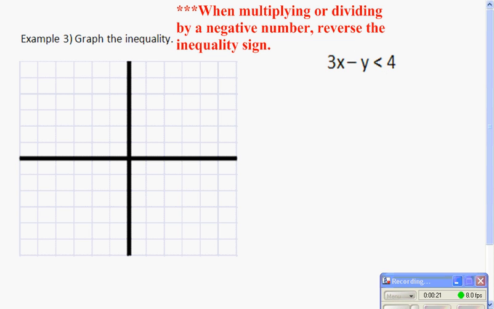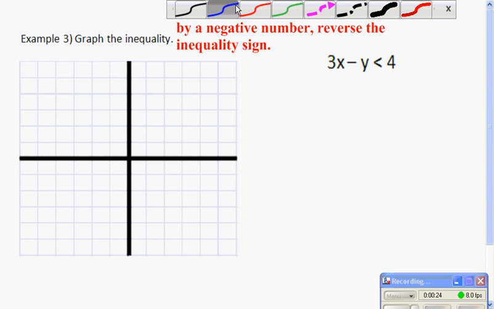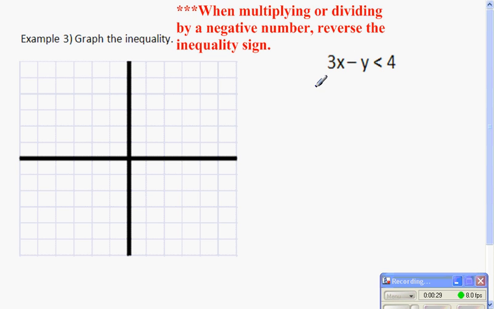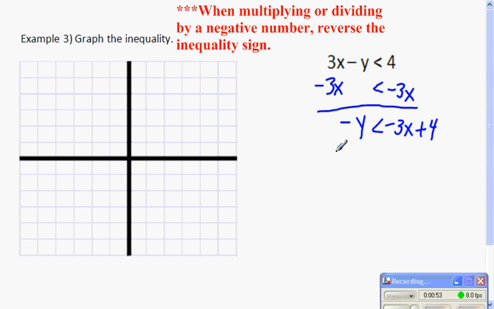Step 1 would obviously be to put this equation here in slope-intercept form. So in order to put this in slope-intercept form, we would need to subtract 3x from this side, and here's your inequality. Subtract the other side. We would drop down negative y is less than negative 3x, and we have a positive 4. We need to get y alone. In order to do that, we need to divide by negative 1.